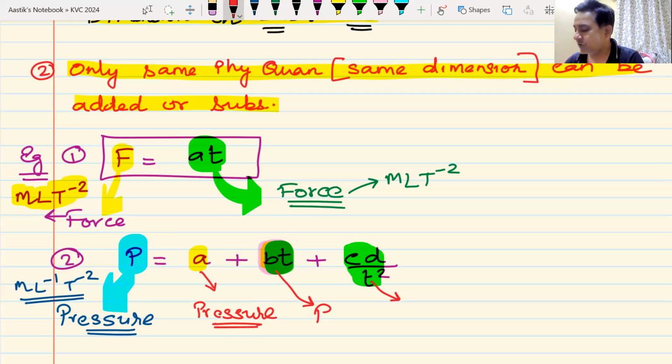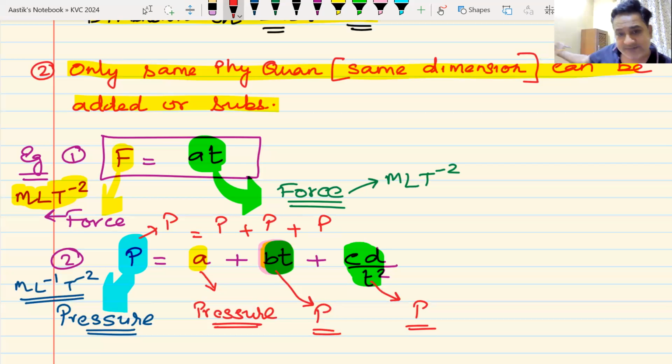Pressure, sir. Okay. Pressure here, pressure here, pressure here, and pressure also on the left hand side. Now you will say, sir, this is P. Let us say pressure. This is equal to A which is also pressure, plus B which is also pressure, plus the third quantity which is also pressure. So on the right hand side we have three pressures, and on the left hand side we have one pressure.